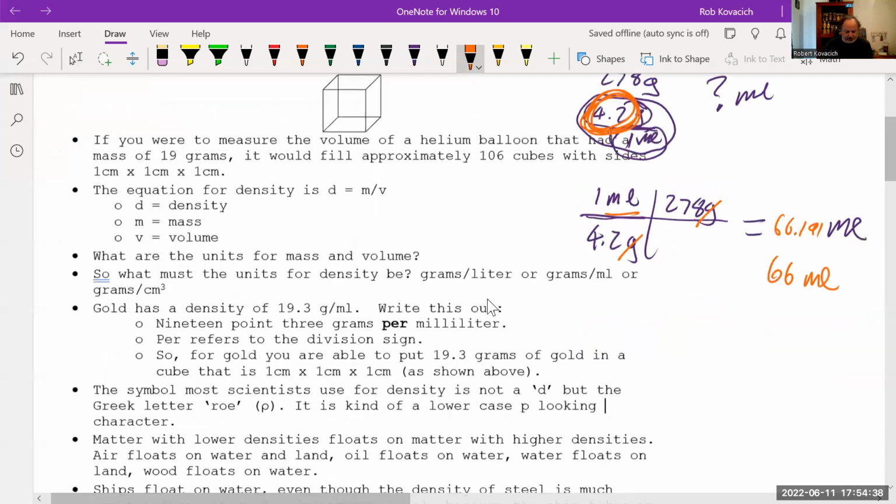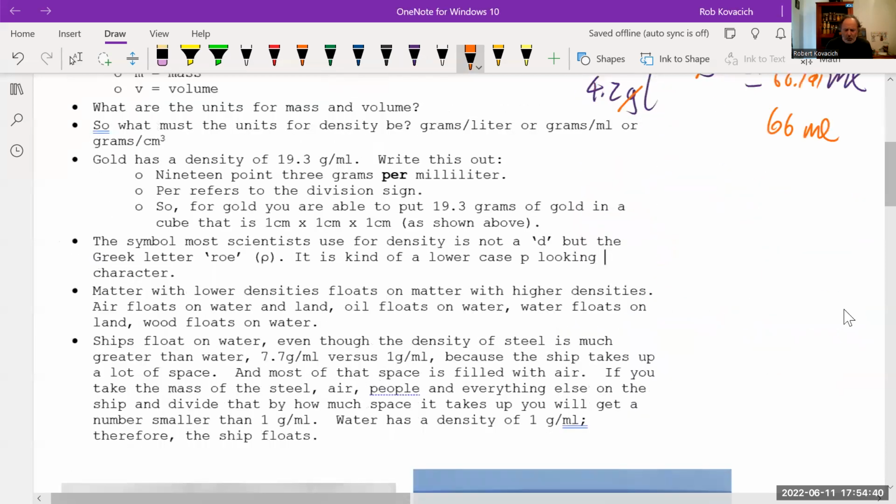A little bit more with this. You might see a lowercase d used as the symbol. You might see an uppercase D. You might see this Greek letter rho, which kind of looks like a lowercase cursive-y p. Again, the lowercase Greek letter rho.